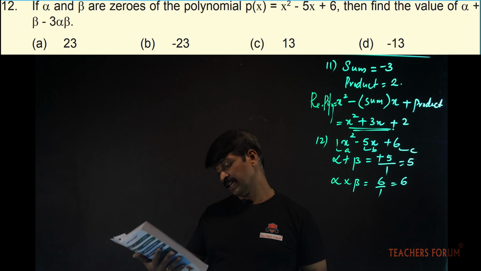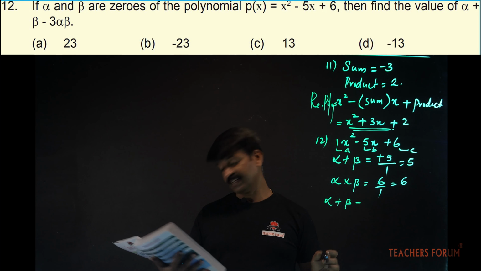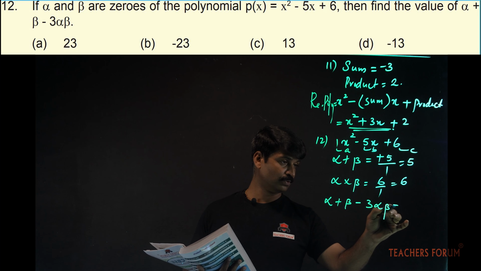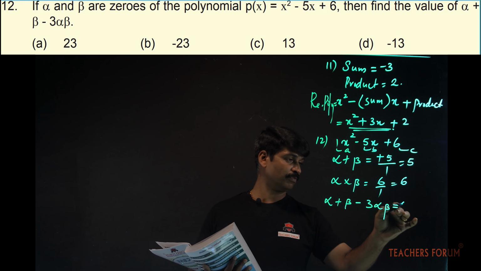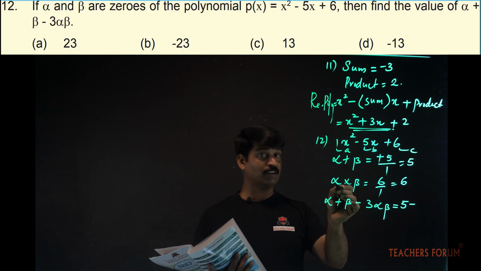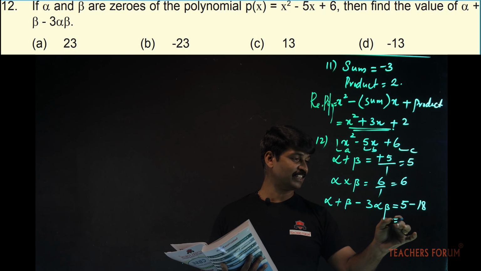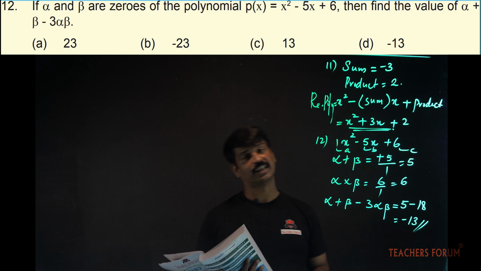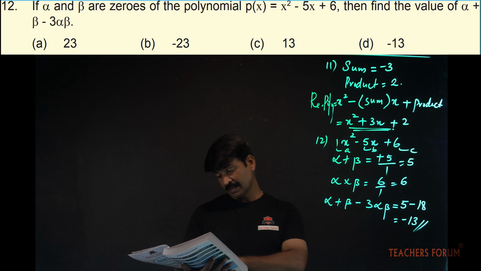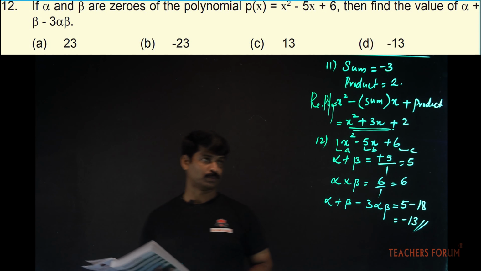What you have to find out? You have to find out alpha plus beta minus 3 alpha beta. That is equal to, what is alpha plus beta? 5 minus 3 alpha beta. What is alpha into beta? 6. So 3 into 6, 18. So what is the answer? Answer is minus 13. So the value of alpha plus beta minus 3 alpha beta is minus 13. So what is the option? Option D is the correct one.